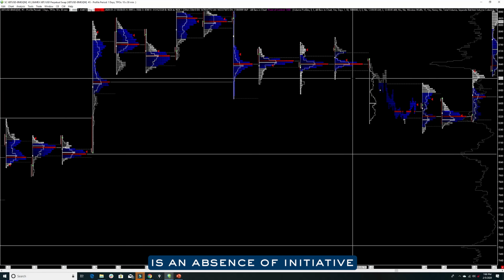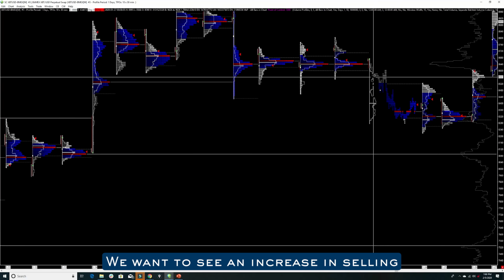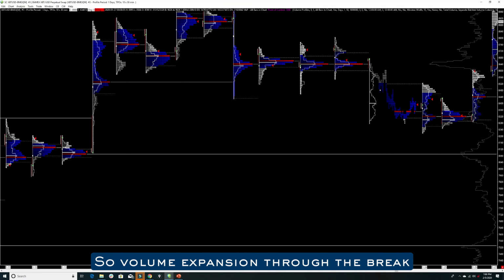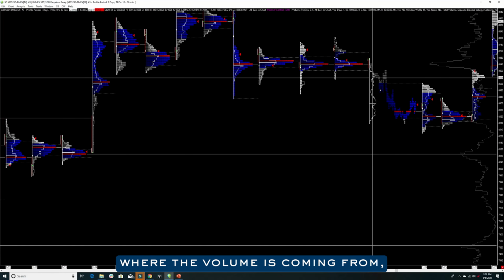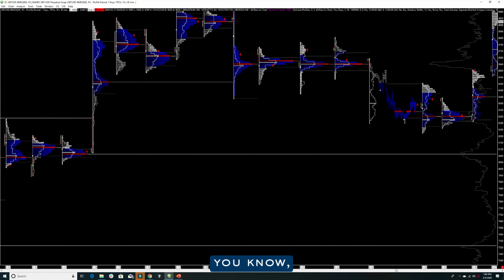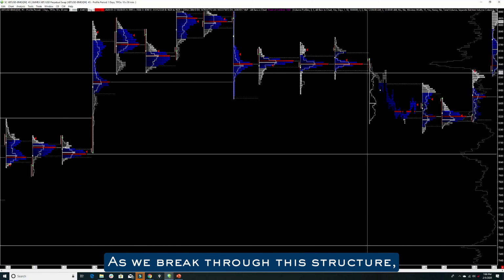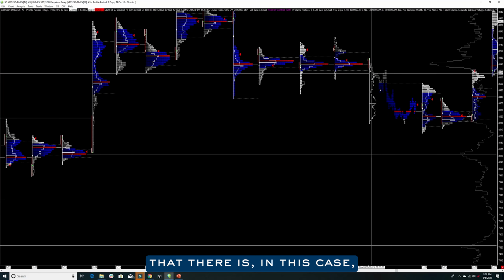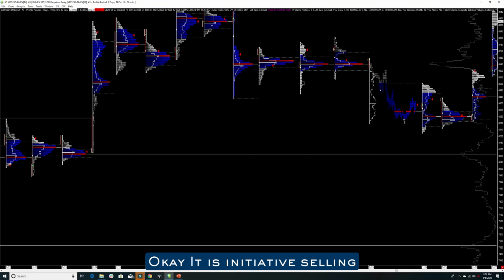Now what we want to look for is an absence of initiative buying through the lows. We want to see an increase in selling, okay, with this acceptance. So volume expansion through the break, and not only volume expansion where we're not really discerning where the volume's coming from, we want to see who's doing the buying, who's doing the selling, or rather how much, okay? So at the lows, if we're looking at this structure right now, as we approach the low, you're going to want to see that there is initiative buying, okay? As we break through this structure, you're going to want to see that there is, in this case, responsive buying as well. All right, once we move below this low, okay, it is initiative selling.